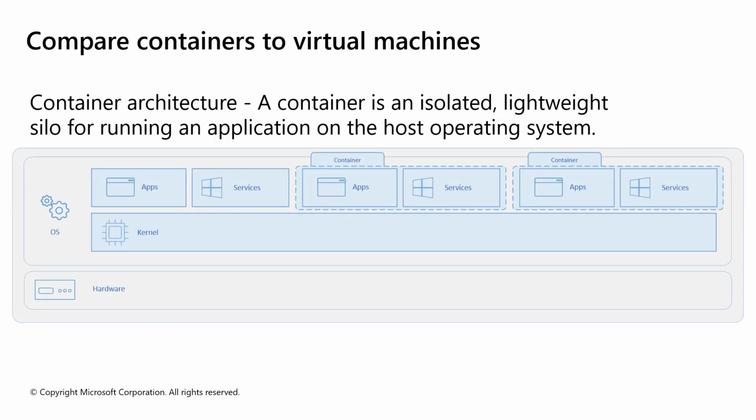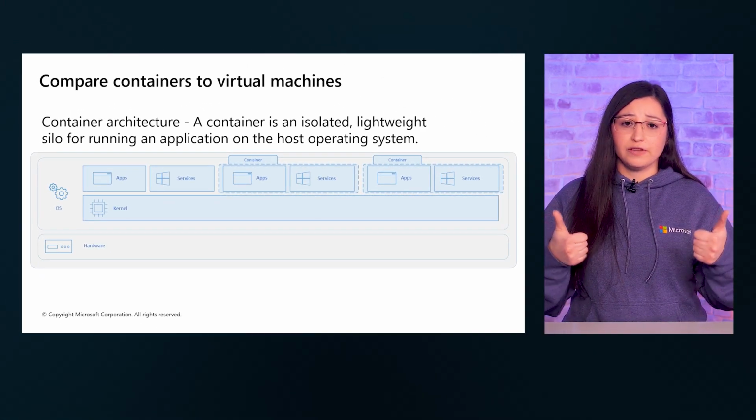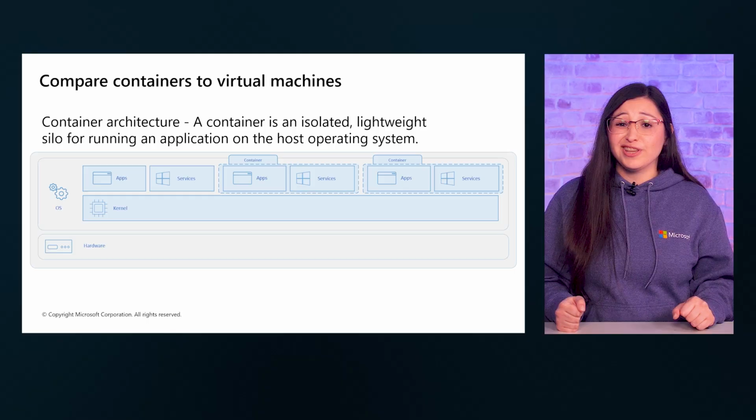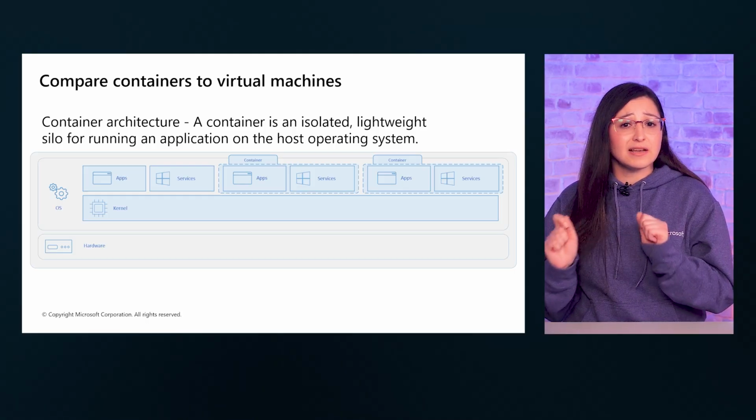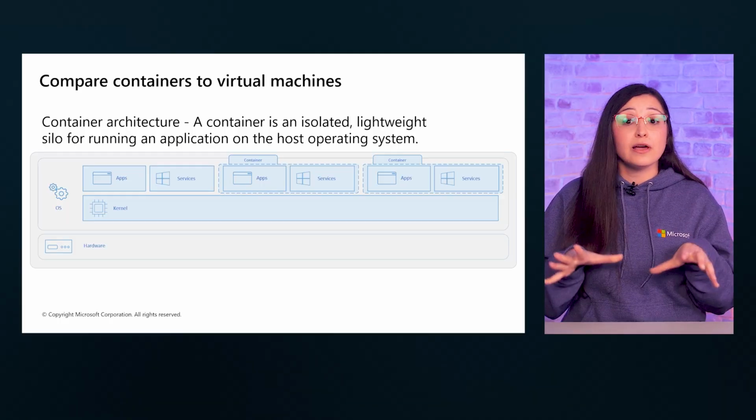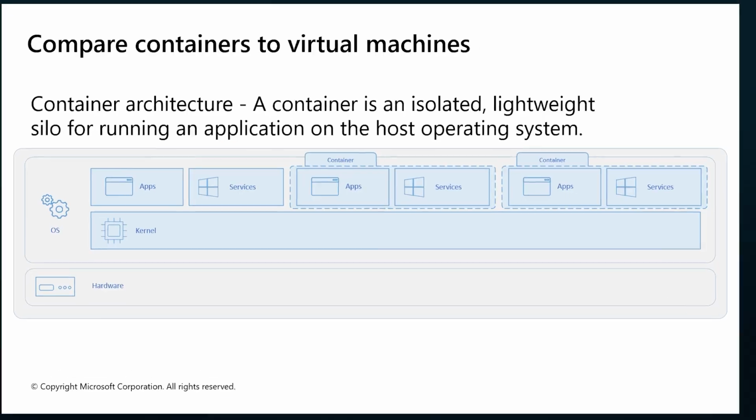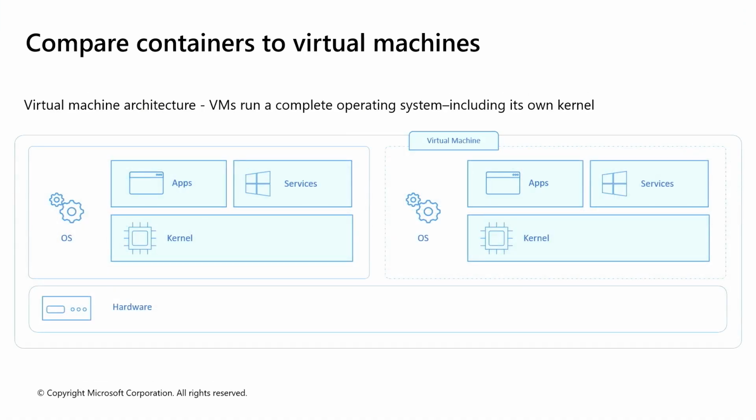A container is an isolated, lightweight silo for running an application on the host operating system. Containers build on top of the host operating system and contain only the apps and some lightweight operating system APIs and services that run in user mode, as shown in this diagram. In contrast to containers, virtual machines run a complete operating system, including its own kernel, as shown in this diagram.